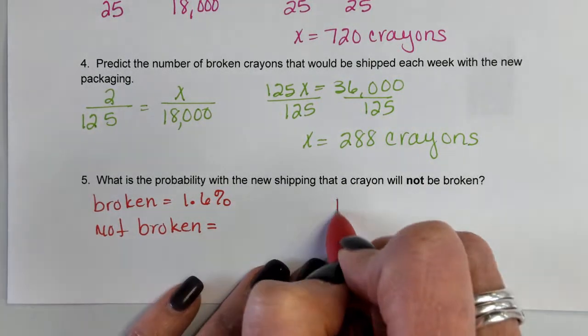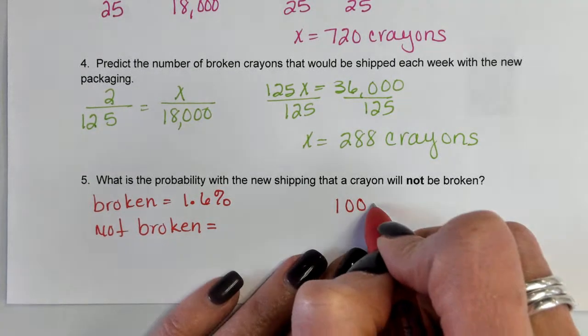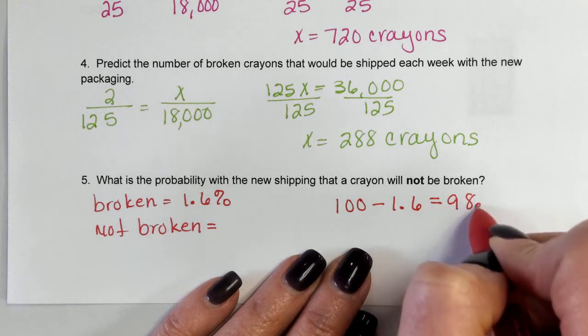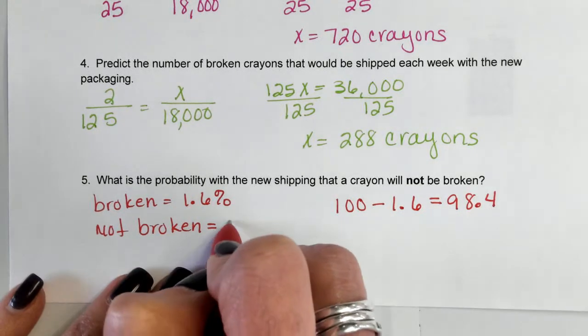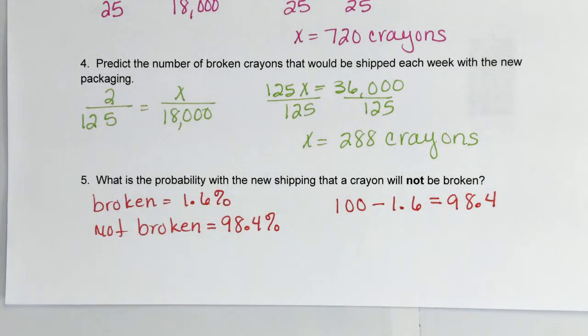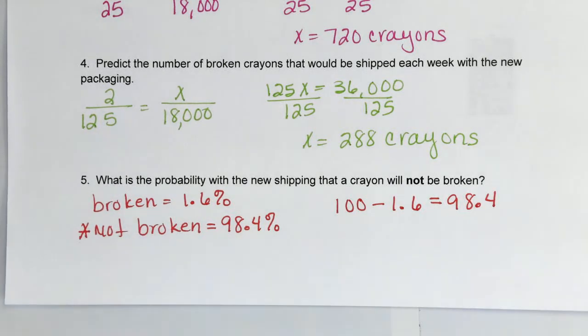So if we have 100% of the crayons that are made minus the 1.6% that are broken, that would give me 98.4% that are not broken. So about 98.4% would not be broken. And this is the answer that we're looking for here.